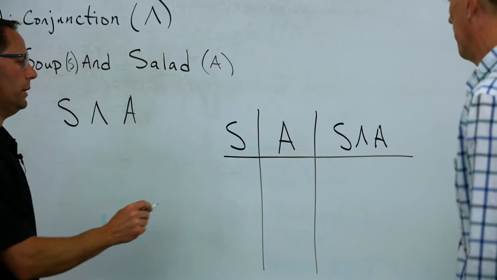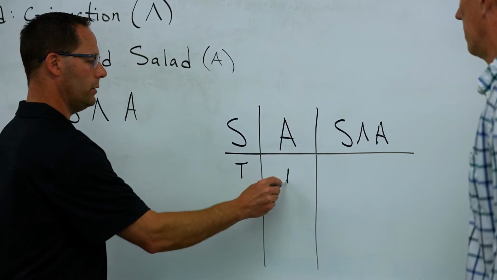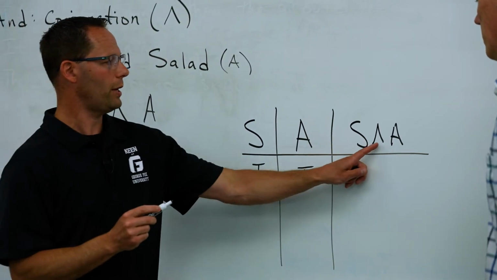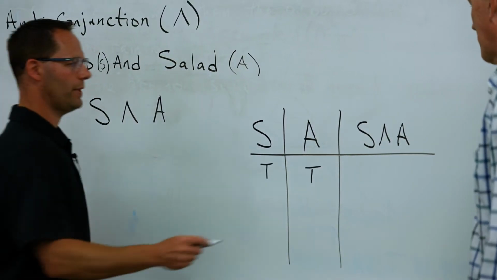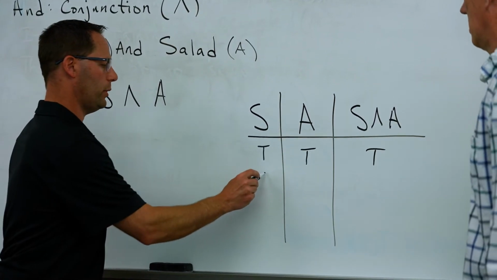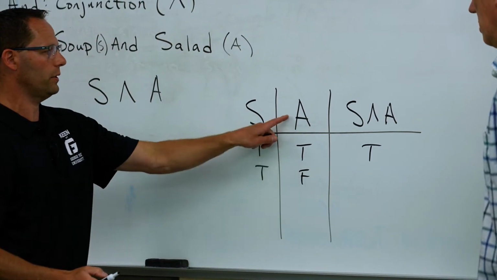Now, let's say it is true that she brought soup and it's true that she brought salad. Would you say it's true that she brought soup and salad? Absolutely. That's easy. Yep, that's the easy one. Now, isn't it possible that she could bring soup and not salad? So I'm going to write false for this not happening.